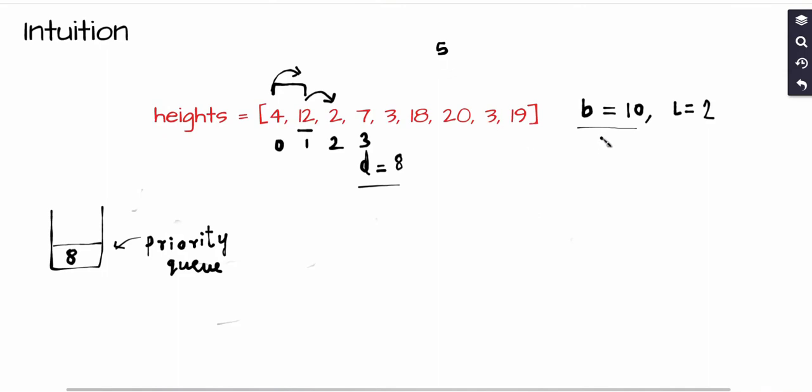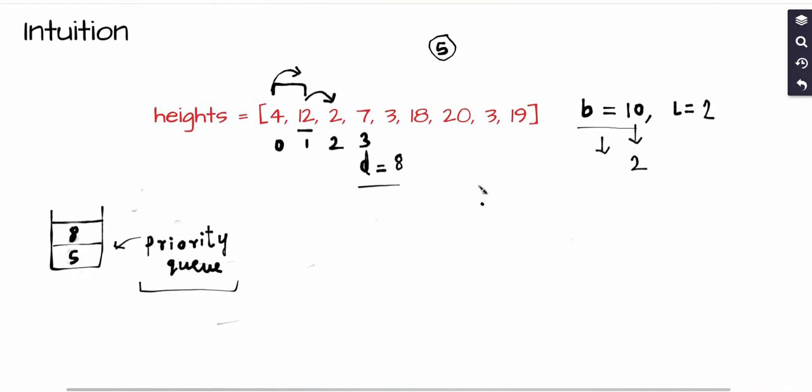Do we have 5 bricks? After using 8 bricks, I have remaining bricks as 2. So I cannot use 5 bricks here. So what do we do here? What is the step to take here? So we push this difference into the queue. This difference is 5. Now this priority queue will sort these differences in decreasing order. So I would have 8 at the top and 5 at the bottom.